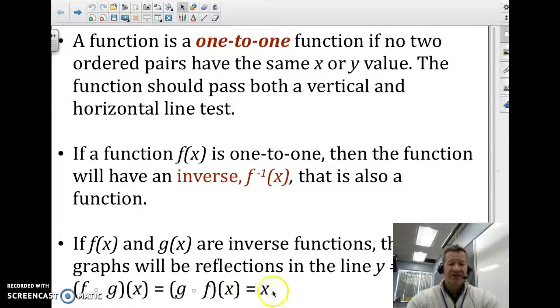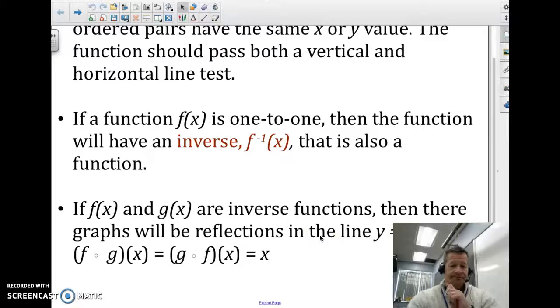So on this first page, I have some definitions. And the first one is of a one-to-one function. A function is said to be one-to-one if no two ordered pairs have the same x or y value. The function should pass both a vertical and a horizontal line test. So whereas a function is a relation where no 2 points have the same x value, now to be a one-to-one function, not only can 2 points not have the same x value, but nor can they have the same y value, right? They have to pass not just the vertical line test, but also horizontal.